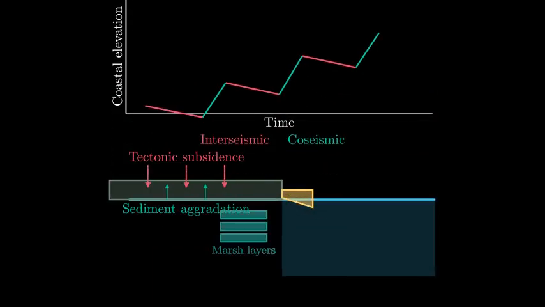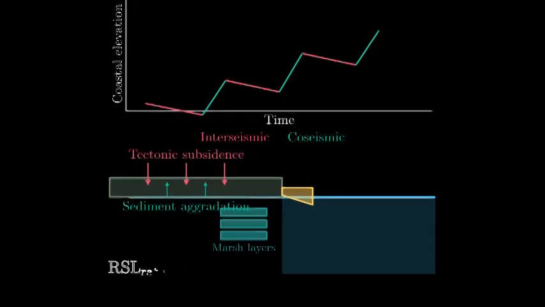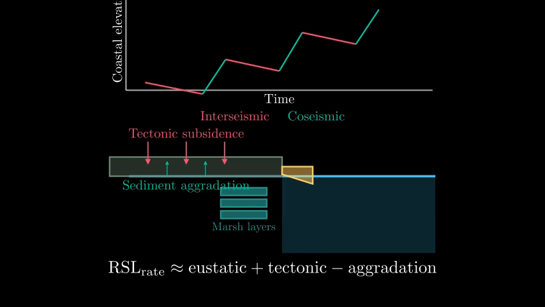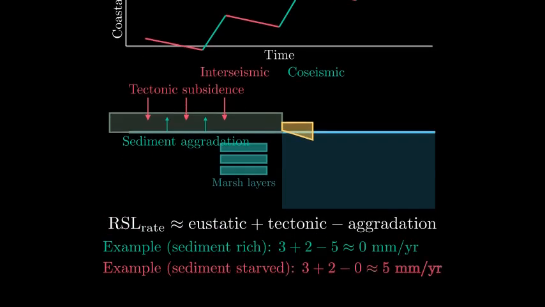Low-gradient deltas are very sensitive to vertical motion because even a millimeter per year matters at sea level. Here, subsidence pulls the plain down while sediment tries to build it up. A simple balance is relative sea level rate equals eustatic sea level rise plus tectonic subsidence minus sediment aggradation. If sediment is plentiful, the delta can keep pace. If supply drops, the coast drowns.